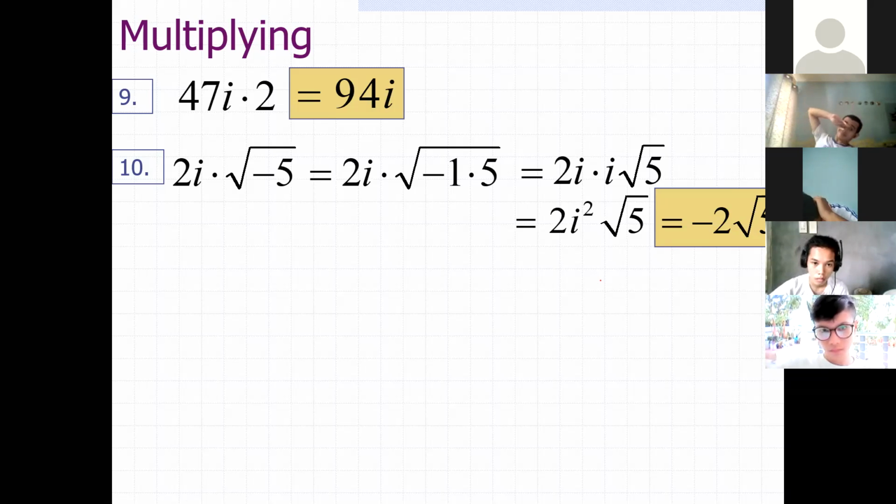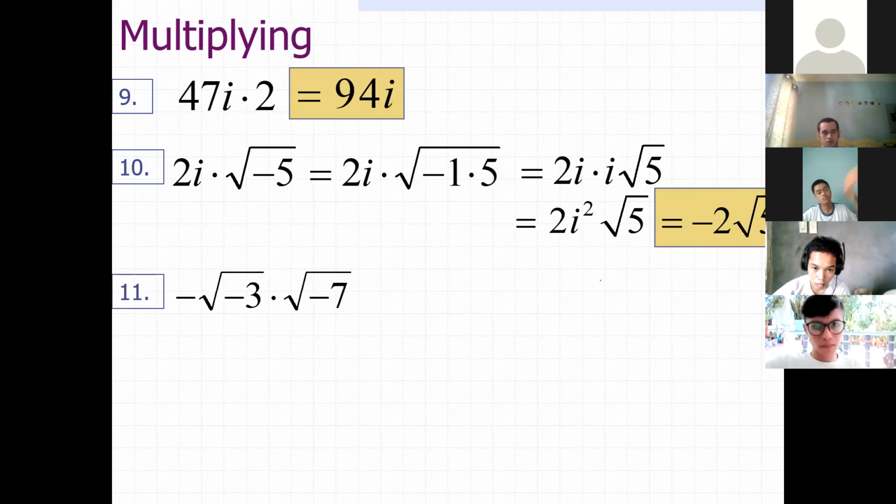Do not give me an answer wherein the exponent of your i is more than 1. Use the powers of i and simplify it further. We have this example, number 11. You try number 11. Ken Buliser, number 11. Give me an answer, number 11.